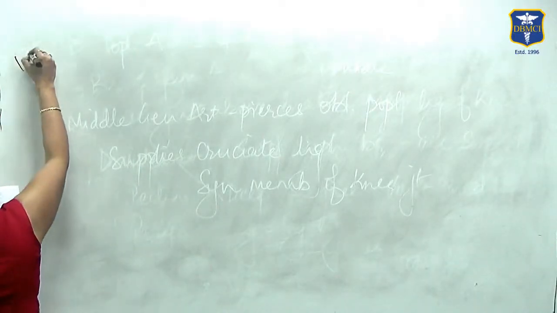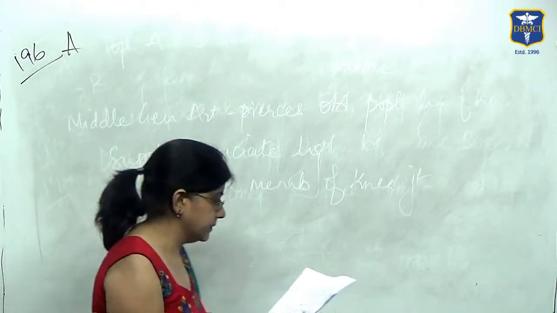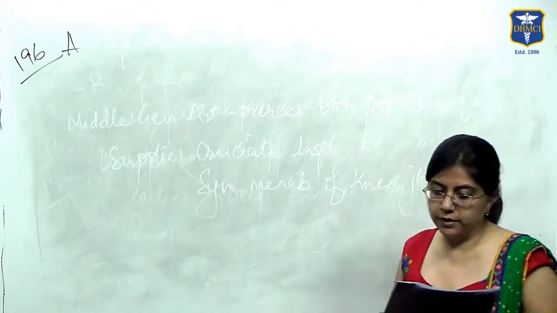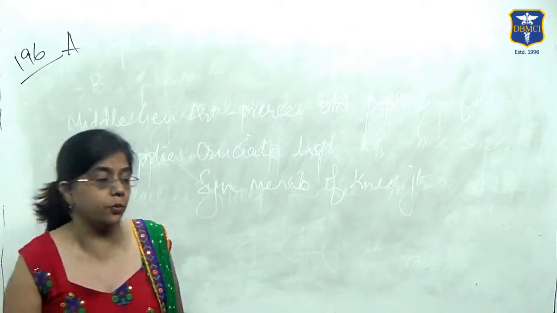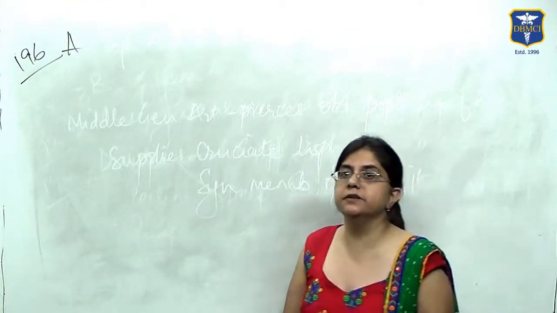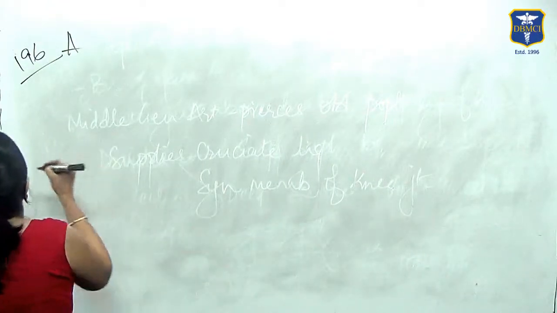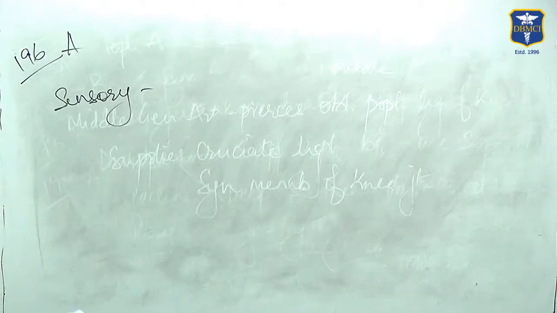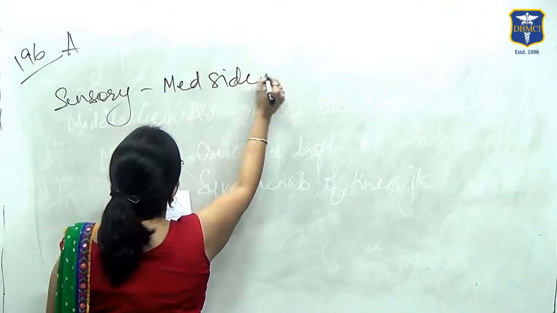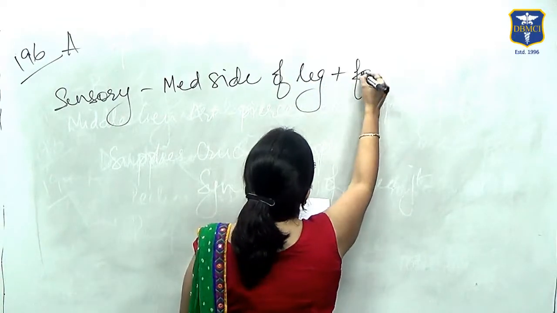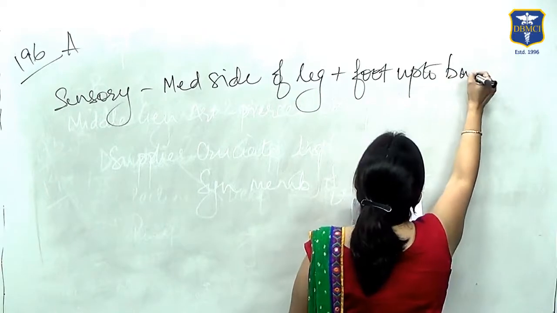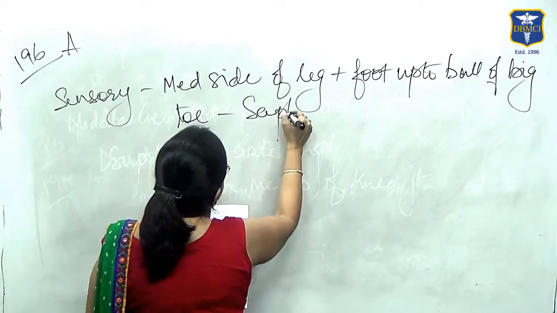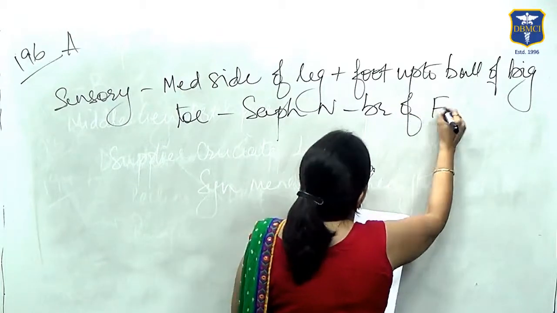Question 196, the answer is A. The sensory supply to the medial side of the leg and the foot as far as the ball of the big toe is supplied by the saphenous nerve, which is a branch of the femoral nerve.